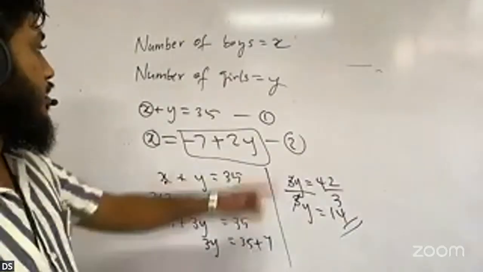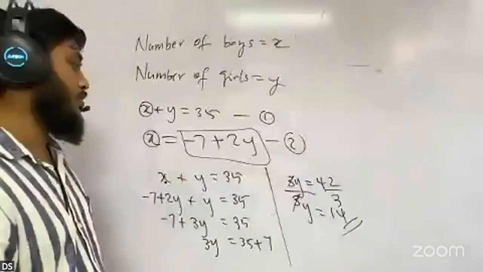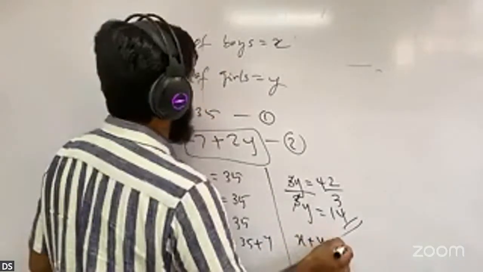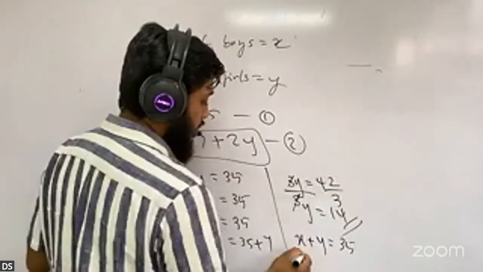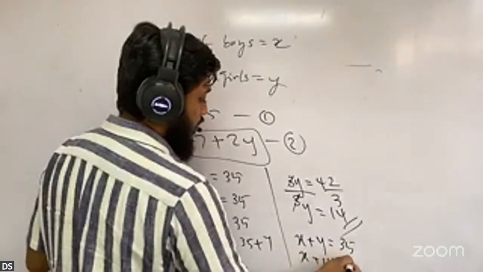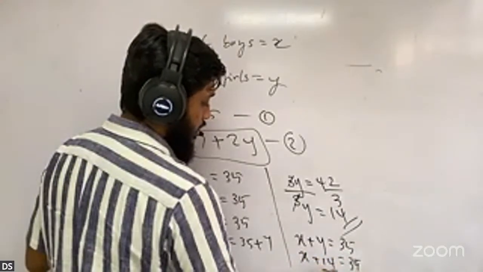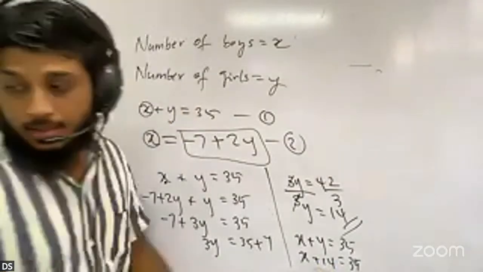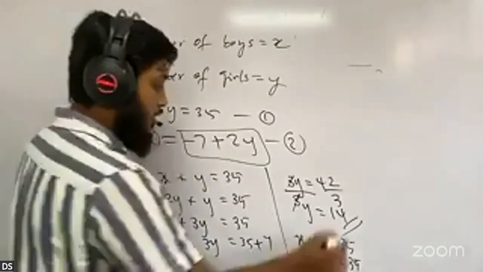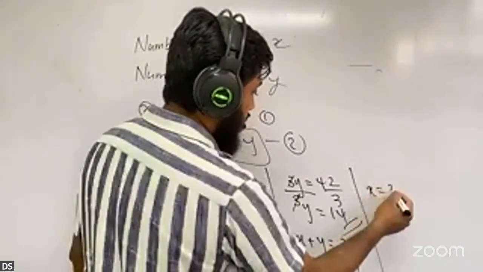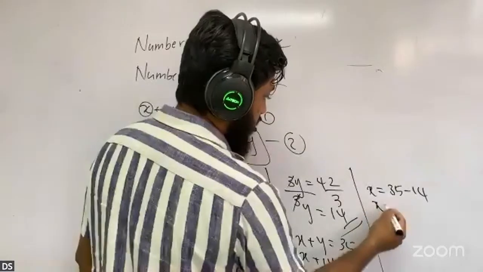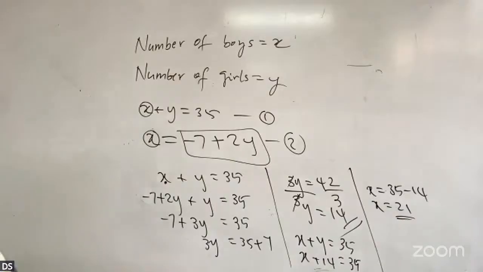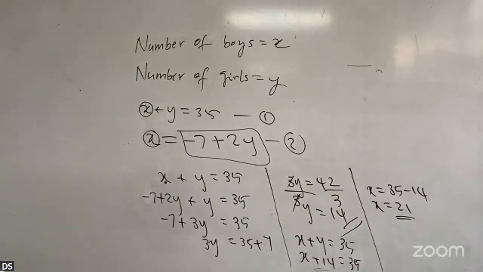What is y here? Number of girls. Girls are 14. We can find the boys, no? How to find the boys? You know x plus y is equal to 35. We found y is 14. So we can write x plus 14 equal to 35. So x equals how much? You can send this 14 to the other side. When this 14 goes to the other side it becomes minus. So x equals 35 minus 14. So x equals 21. So there are 21 boys and 14 girls in this class.